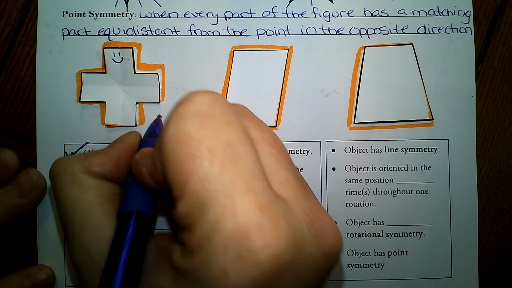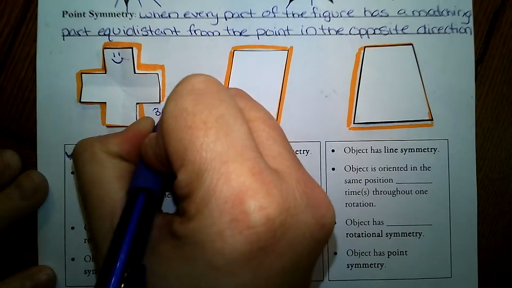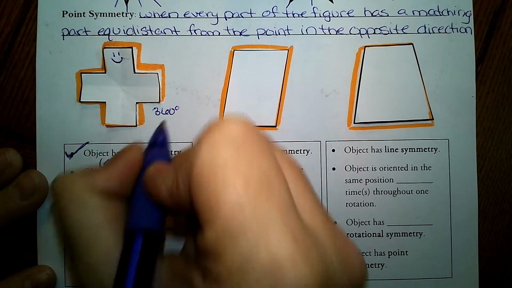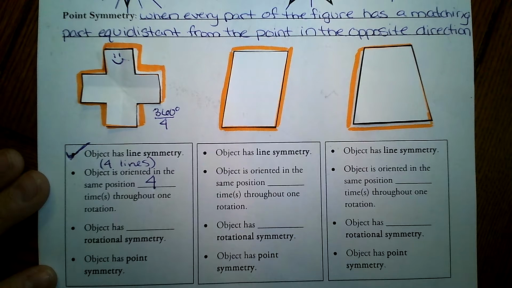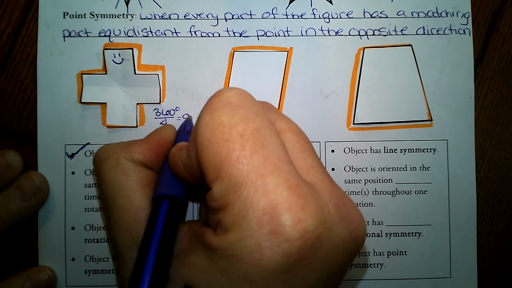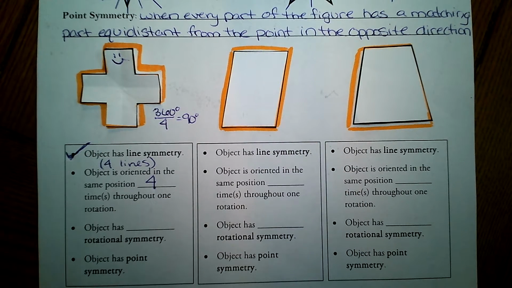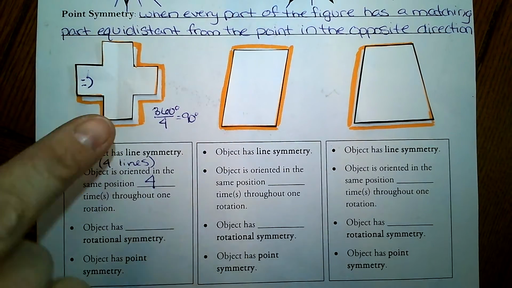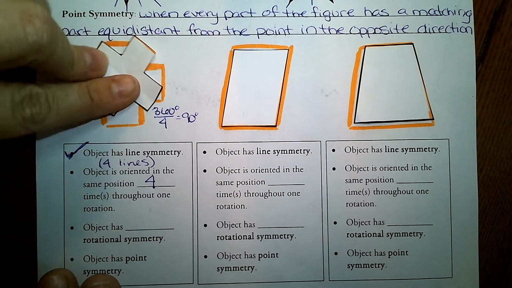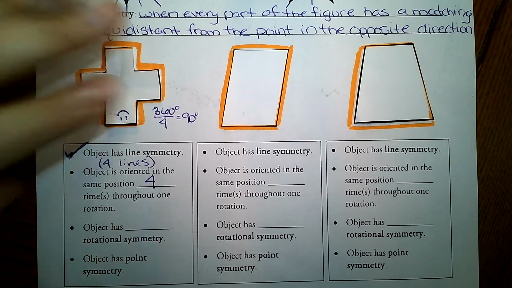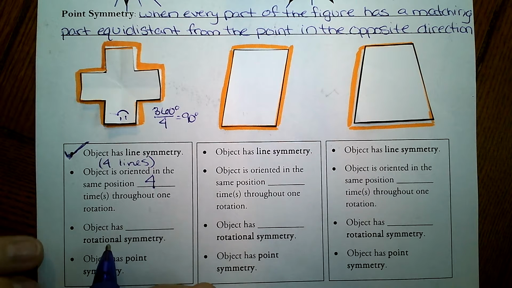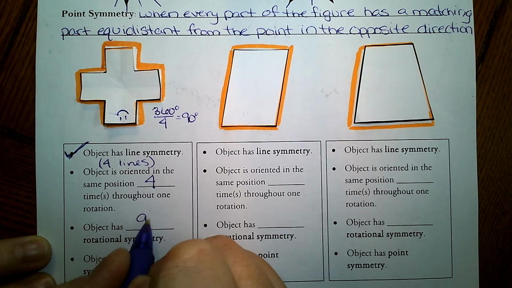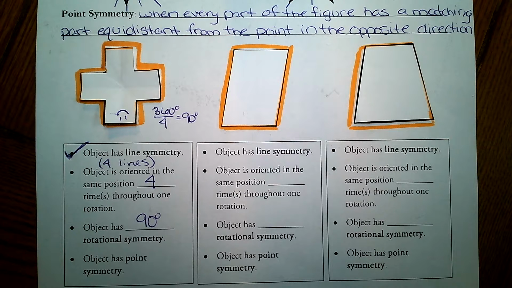Well, if we take our 360 degrees, which is one full rotation, and we divide that by 4, that means every 90 degrees of rotation, this image will fit back onto itself. And we could do that either direction. We could go left, counterclockwise, and this image will fit right back onto itself every 90 degrees. So this object has a 90-degree rotational symmetry. It does rotate onto itself.